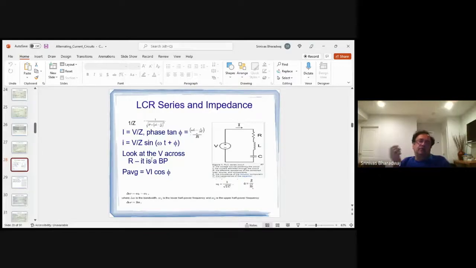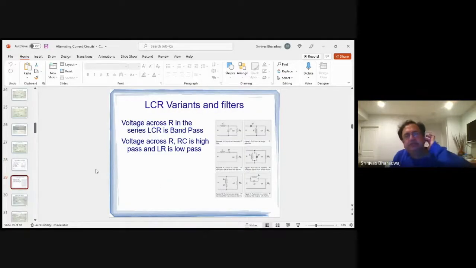That point happens when omega naught equals 1 by square root of LC. So this numerator here goes to 0. Therefore, you have omega L equals 1 by omega C. Therefore, omega square equals 1 by LC. So omega equals 1 by square root of LC. And your alpha becomes R by L. My point in teaching this at a slower pace is that this material is not that straightforward.